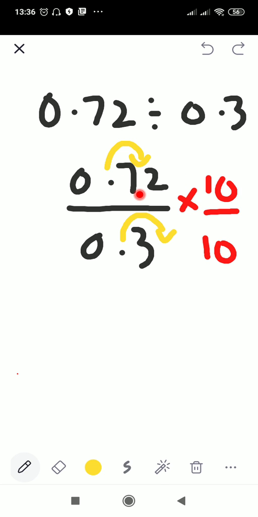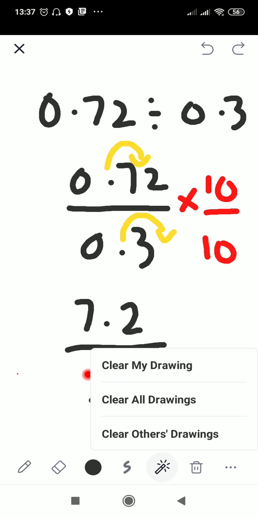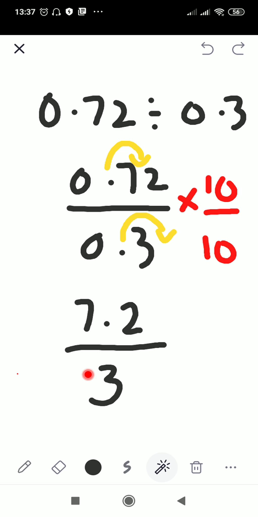So you're going to now see here that the first value will become 7.2 and the second value will become 3. Now we can divide 7.2 by 3 because you know the table of 3. You don't know the table of 0.3, but we know the table of 3. Alright, so now we are going to divide this 7.2 by 3.